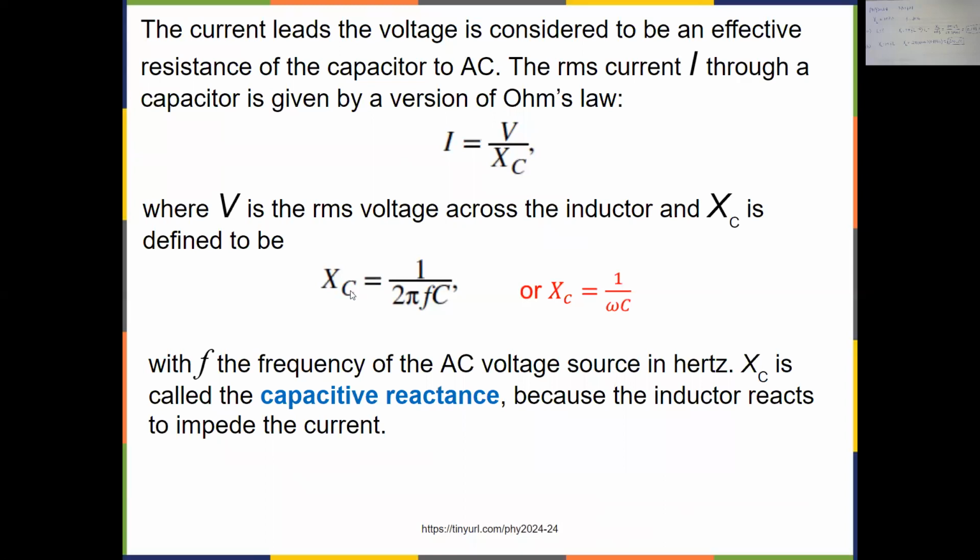Now you can see your reactance for a capacitor is actually inversely proportional to the frequency. It's in the denominator here. Or you can say XC equals 1 over omega times C, where omega is 2 pi times F.